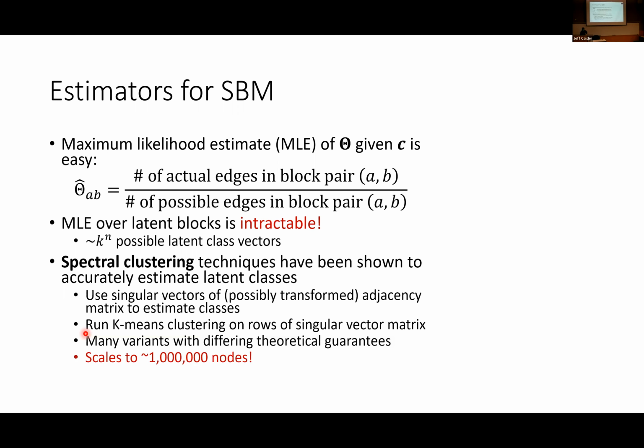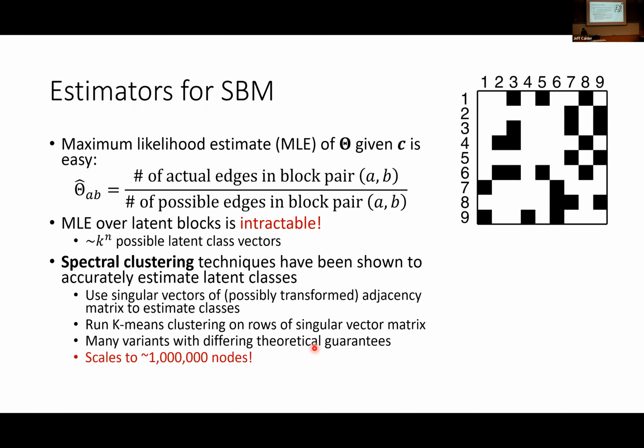And then there's many different variants of these with differing theoretical guarantees. Basically, these guarantees are stating that as the number of nodes grows to infinity, eventually the number of errors that the spectral clustering algorithm makes goes to 0. And the spectral clustering algorithms themselves can be made to scale pretty well to roughly 1 million nodes.